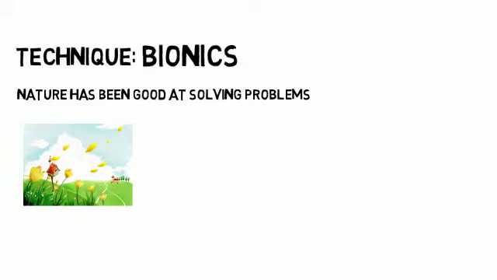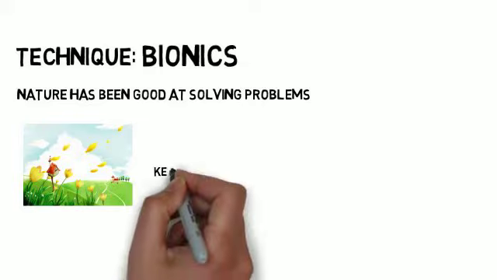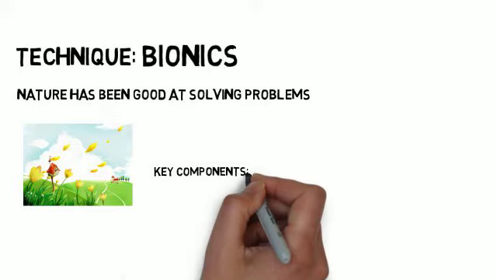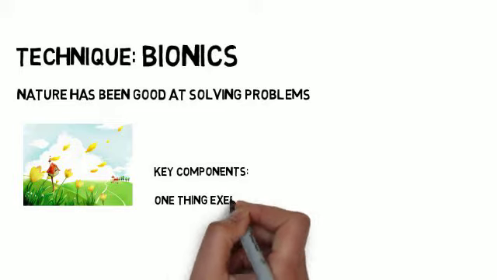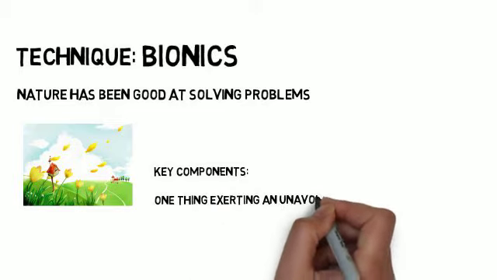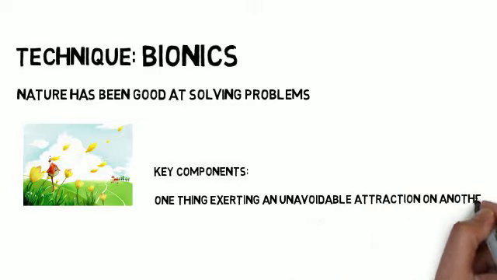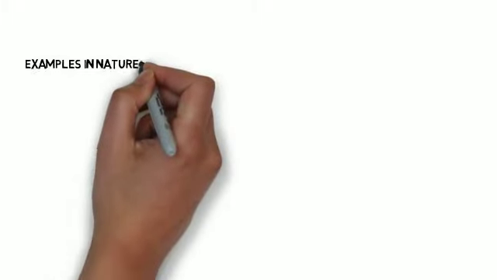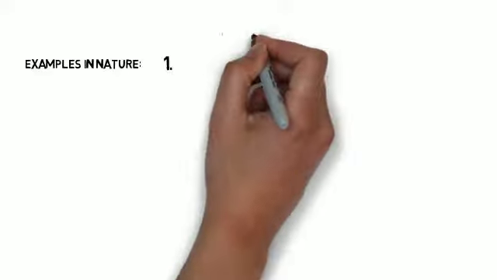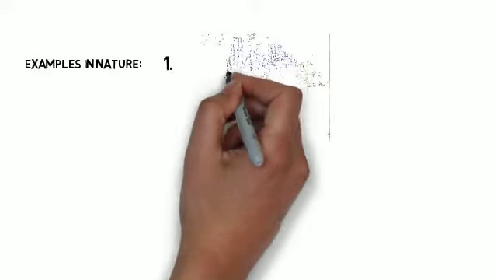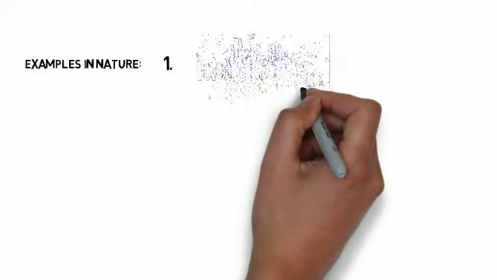The first stage of the process is to, in relatively abstract terms, define the key components of the problem. In this particular case, it's quite straightforward, really. It's one thing exerting an unavoidable attraction on another, or at least that's what we decided. We looked around for a number of examples in nature, different types and contrasting systems, and we identified three. The first of those was lavender bushes, attracting almost universally bees in a very effective, compelling manner.